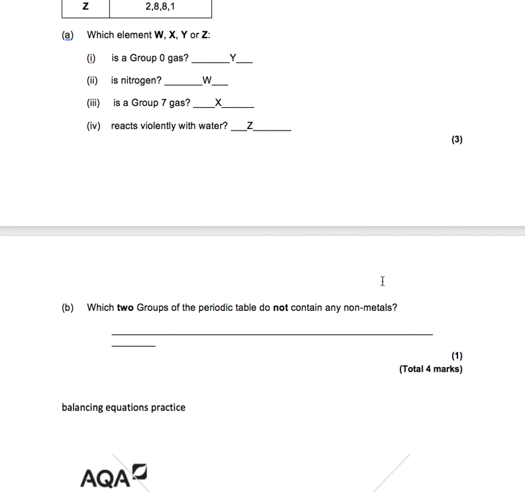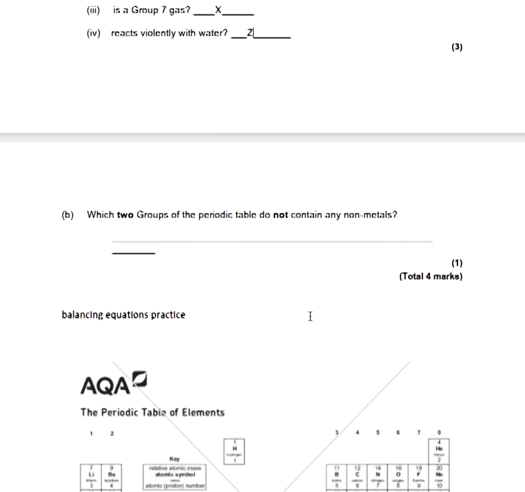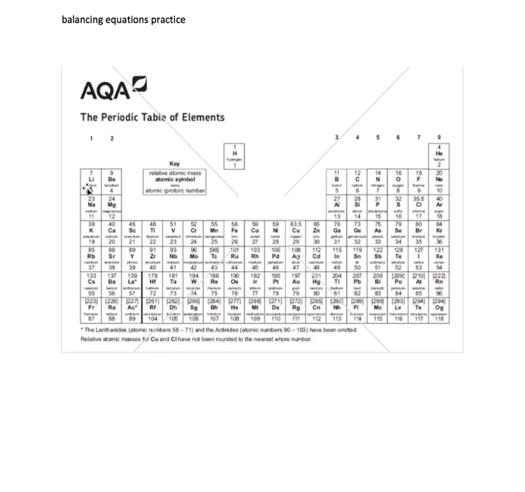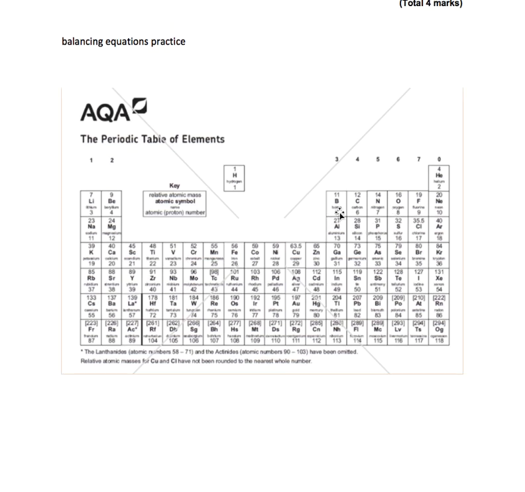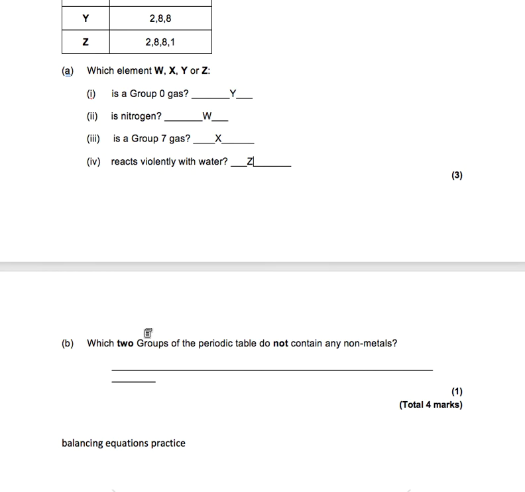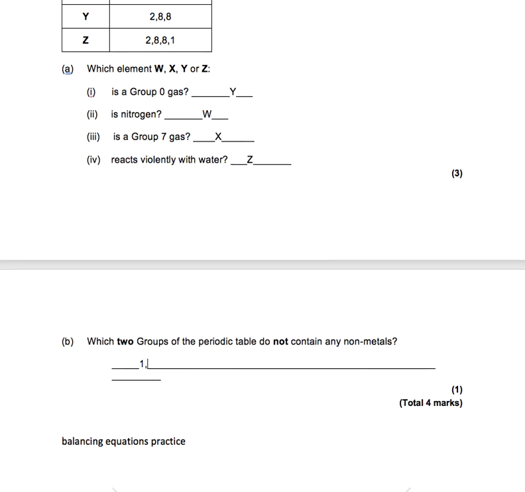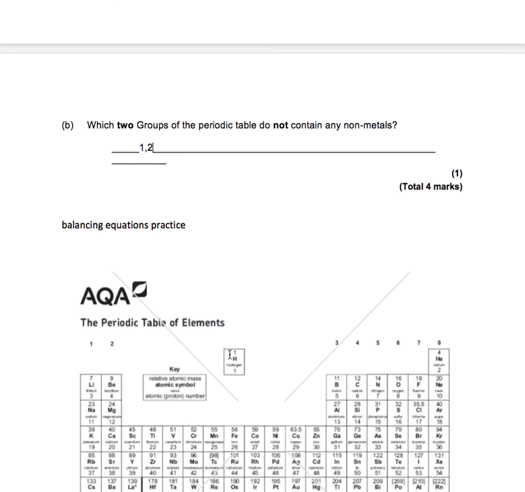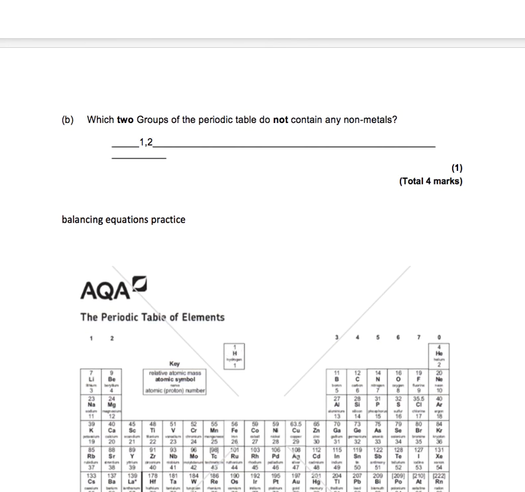So, which 2 groups of the periodic table do not contain any non-metals? Well, let's have a look. They're all metals. And they're all metals. So we have the groups 1 and 2. And there it is. I will come back to balancing equations.